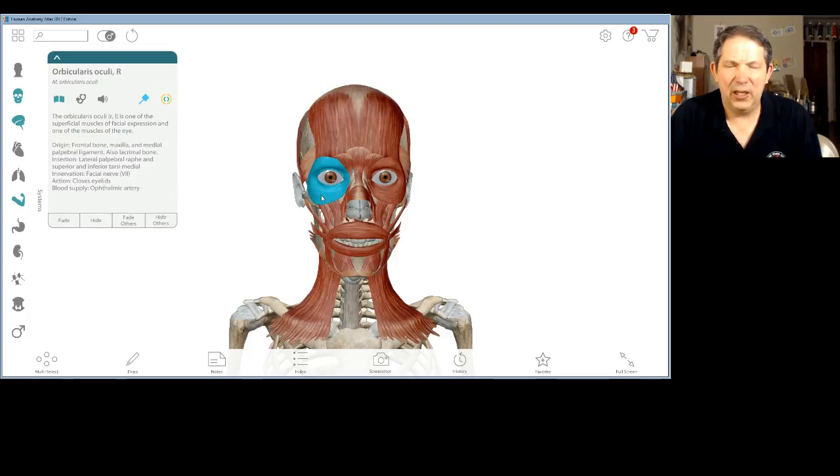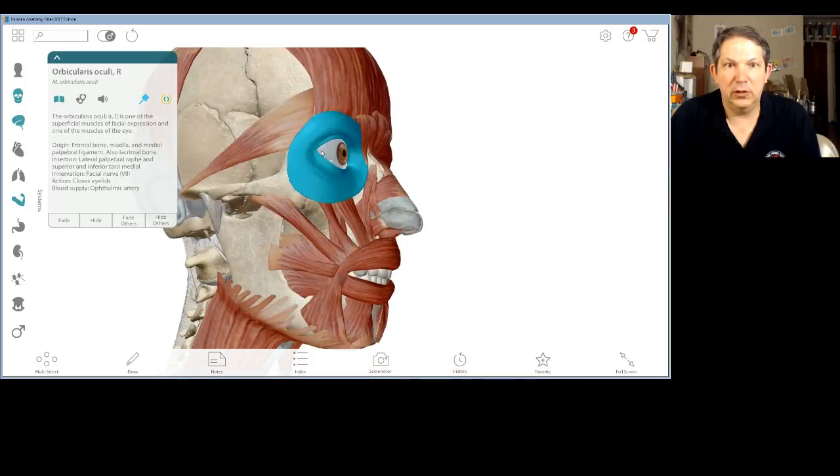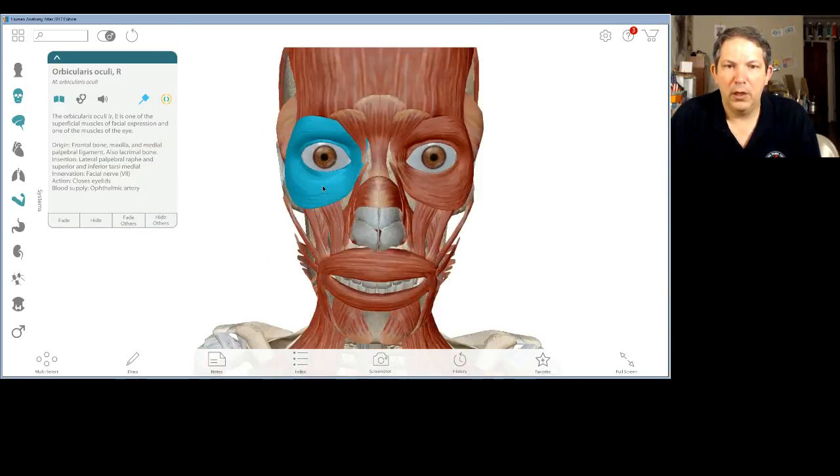Orbicularis oculi, closing the eye. Okay, it's very superficial, and it's originating on all these bones around the orbit here, and the orbicularis oculi does not have a muscular insertion. It's just the skin, and it's closing the eye.